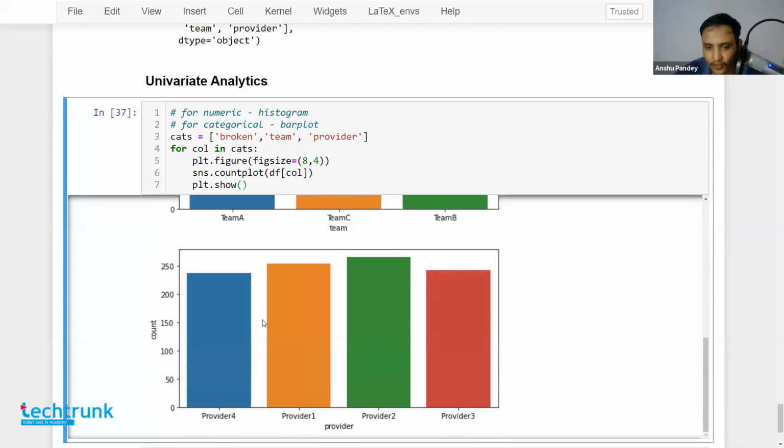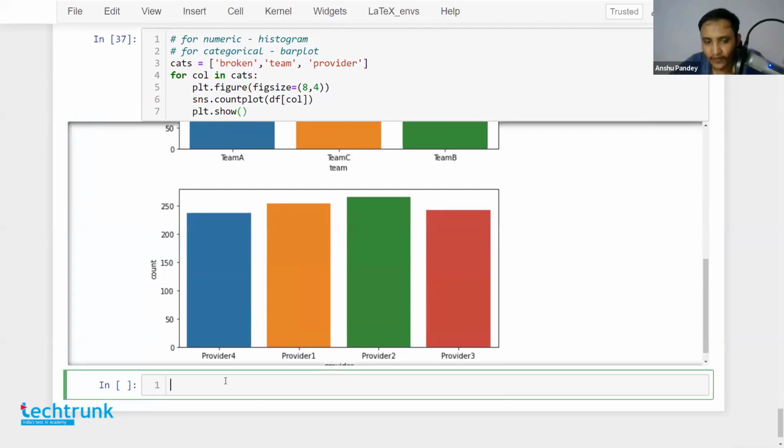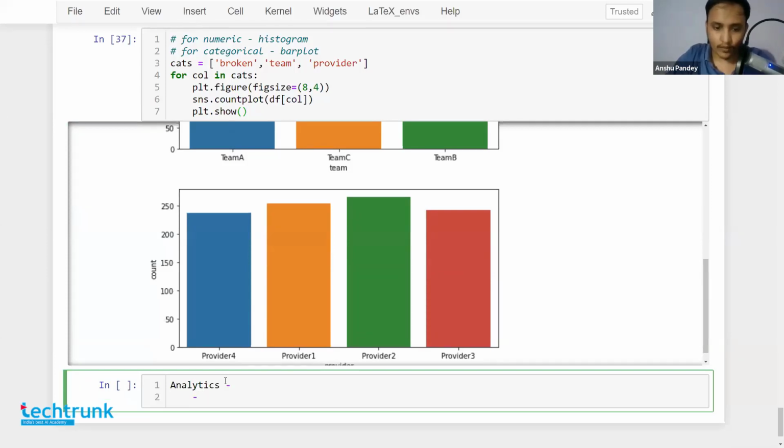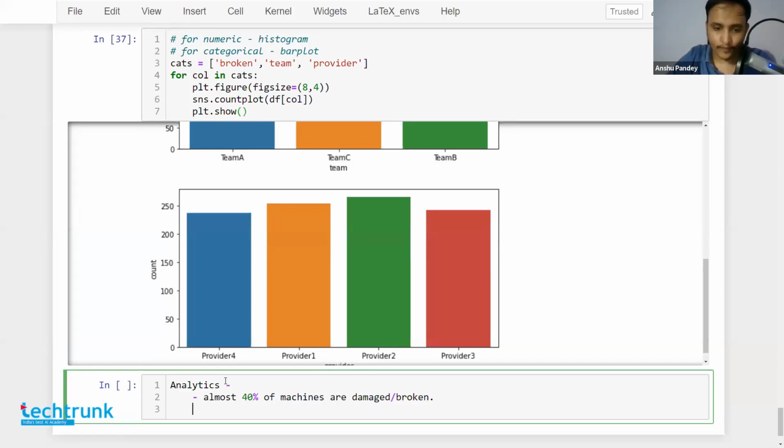So are we good with this? If you're good, we can write here, analytics: almost 40% of machines are damaged or broken. We can say that almost all teams are handling or managing an equal number of machines.